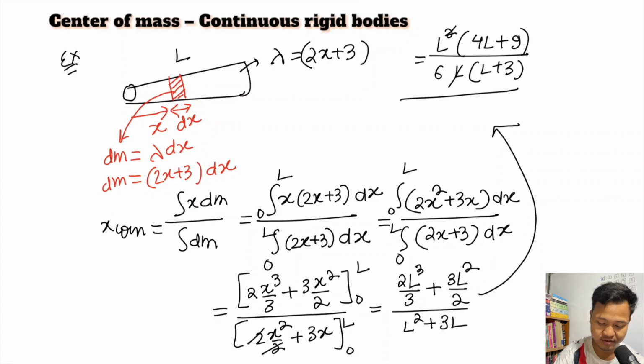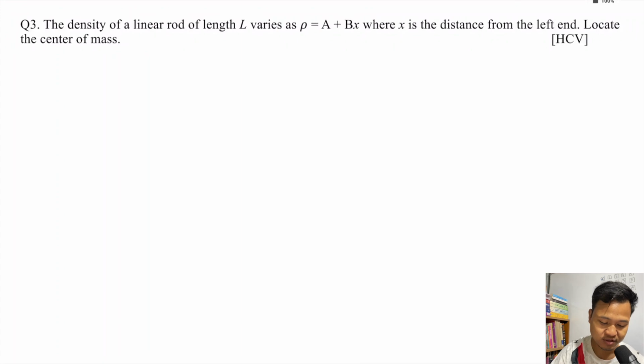Here the rod is linear. We assume that this rod is linear, so that means one direction. Now the question: the density of a linear rod of length L varies as, the linear density is lambda, but anyway, you take it as rho. So rho equals A plus bx.